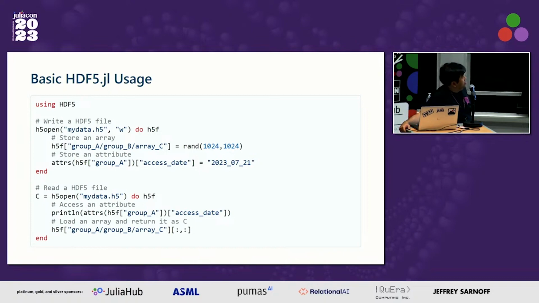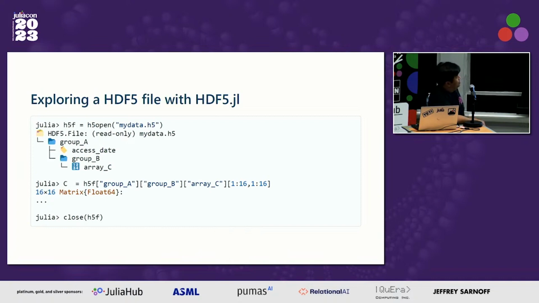And as I promised earlier, you can also store attributes, so you can annotate individual groups or arrays in HDF5. And then reading a file is pretty similar. In this case, we're printing back out the access state, and you can also use implicit return to get an array out of HDF5.